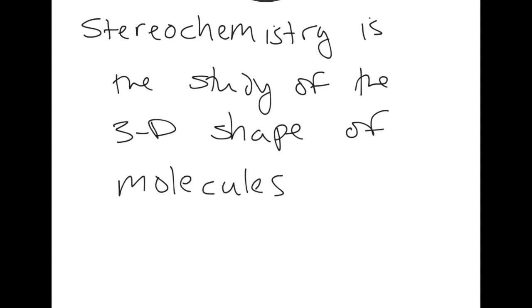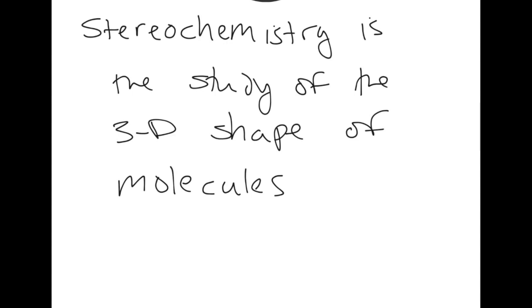All right, so stereochemistry is studying the 3D shape of molecules, right? If you think about it, molecules make up everything that is in the world, and everything you see in the world has 3 dimensions: a height, a width, and a depth. So it only makes sense that their building blocks also have a height, a width, and a depth. So stereochemistry is looking at the 3D orientation of atoms in molecules and their 3D shapes.